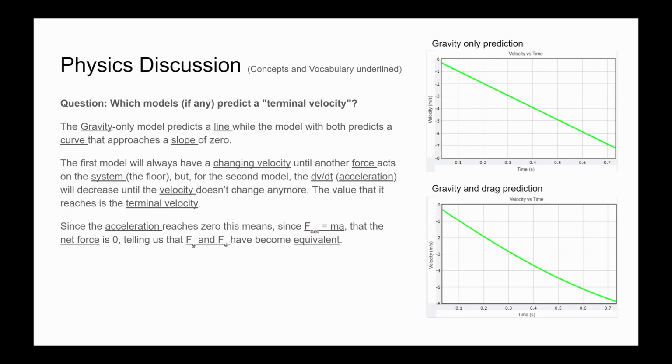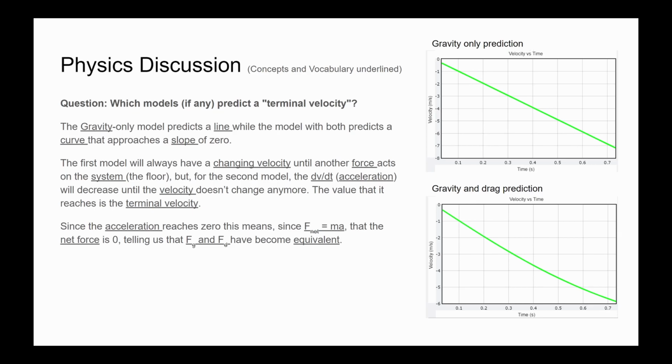Some of the questions that we're going to be asking are, which models, if any, predict the terminal velocity? If we look at both of these models, the gravity model and the gravity and drag model, the gravity only model is just a line, and the second model is a curve. In the first one, the velocity is always going to be changing and the acceleration is always going to have that negative value. But for the second model, acceleration is going to reach 0 at some point as that curve approaches the asymptote. And at that asymptotic value, that's when it reaches the terminal velocity.